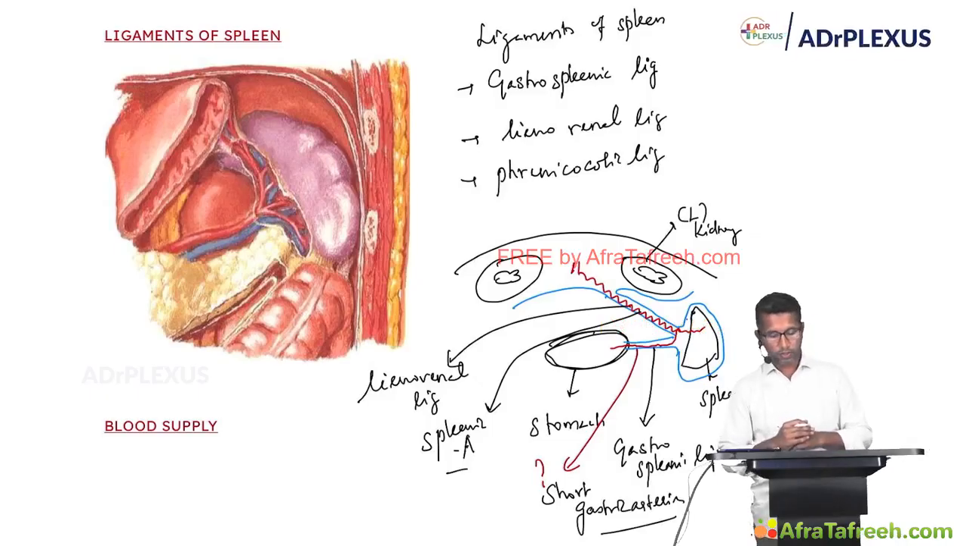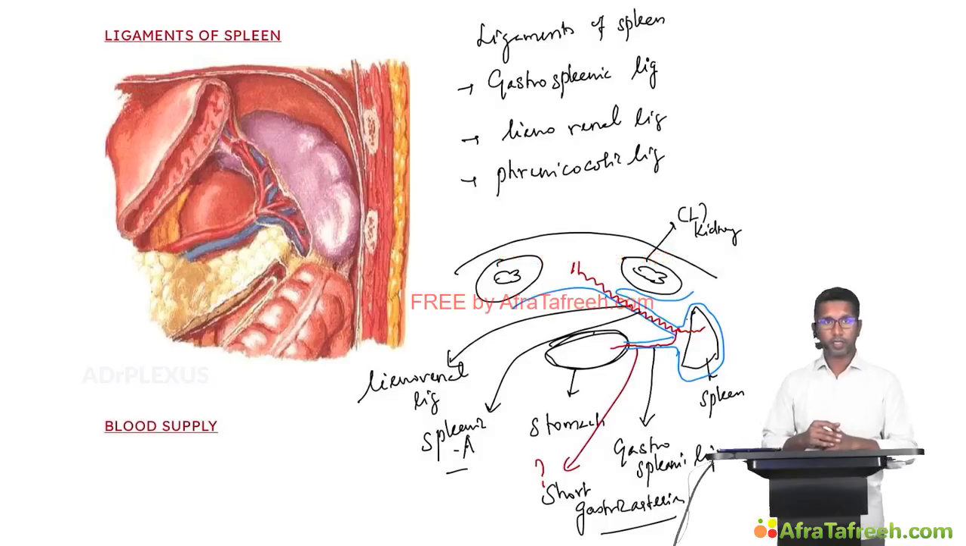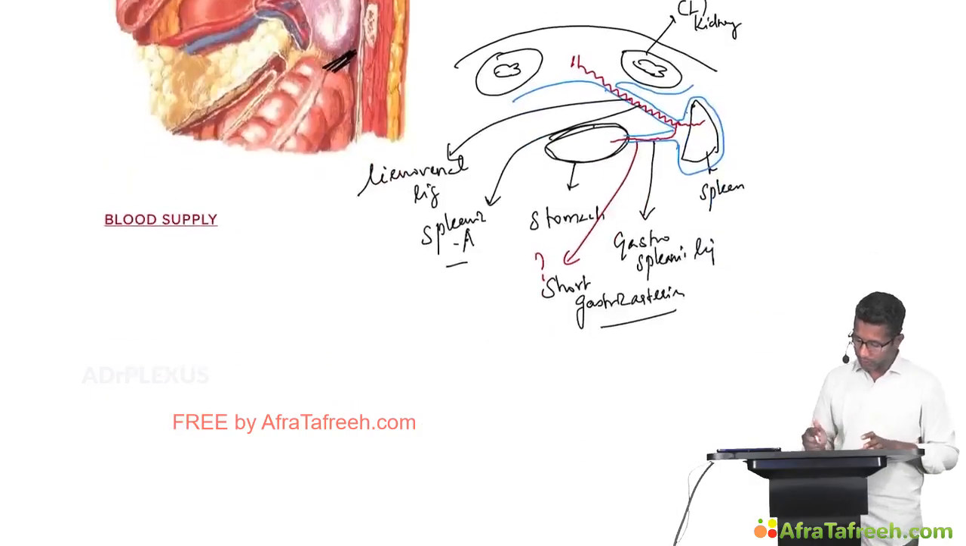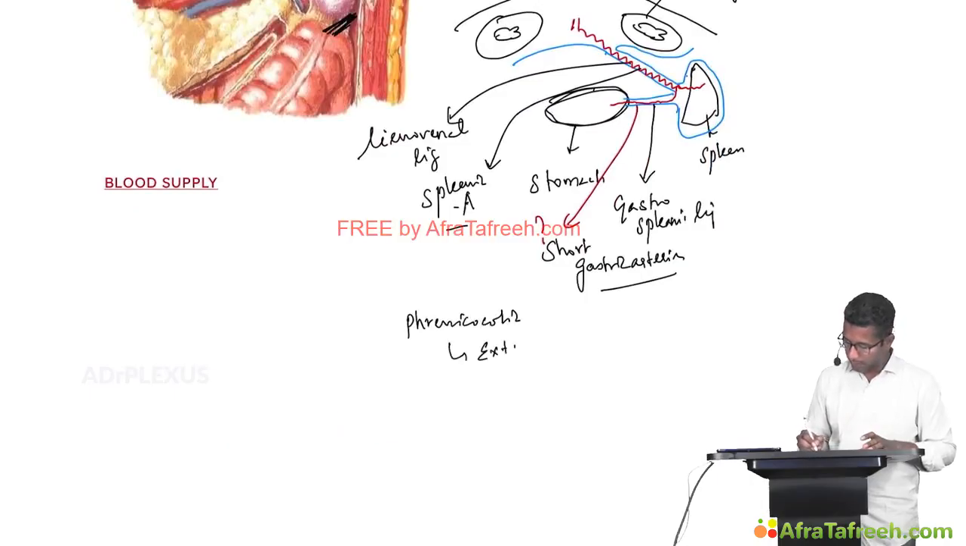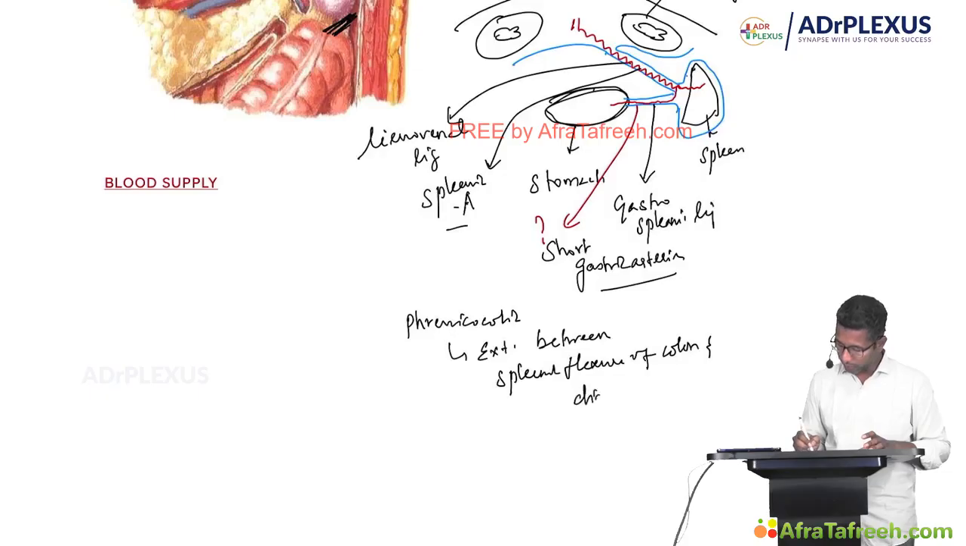Very good. So these are the two important ligaments which are related to the spleen. And the next ligament which you see here, extending from the diaphragm to the splenic flexure of the colon, is the phrenicocolic ligament. It extends between the splenic flexure of the colon and the diaphragm.